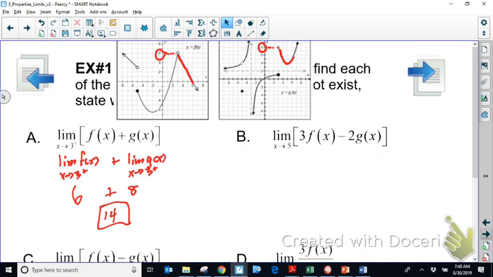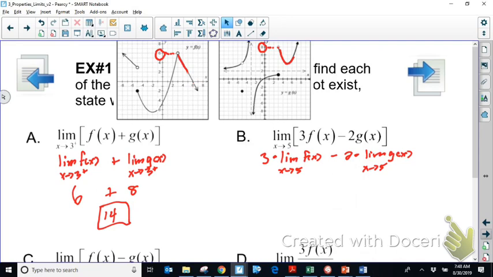On B, the way that I'm going to expand this out is I would say this is a combination of the coefficient rule and the difference rule. So this is going to be interpreted as saying 3 multiplied by the limit of function f as x approaches 5, minus 2 multiplied by the limit of g of x as x approaches 5. So we're going to evaluate the limit of function f and function g at 5 and then multiply it by those corresponding numbers and then take the difference of them.